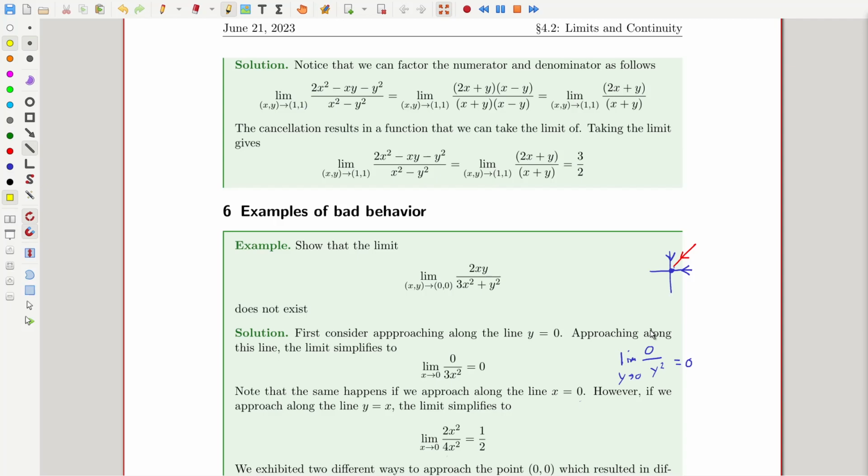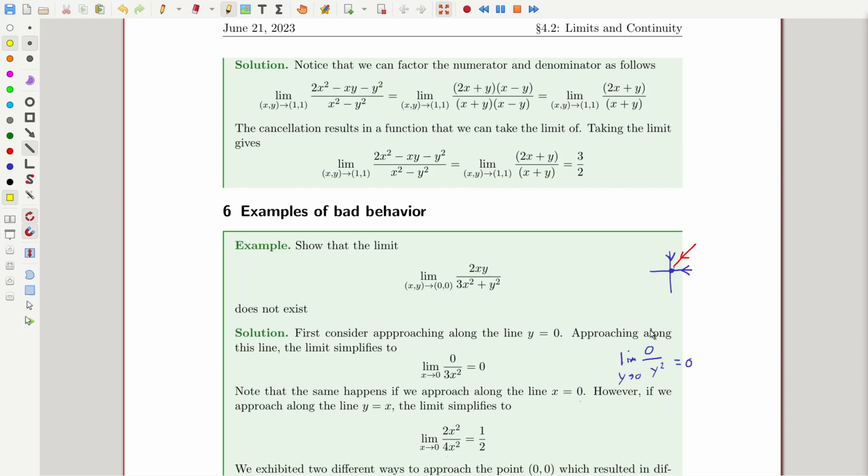So if you don't have a case like these previous two, then what you probably should try to do is to see if there are different directions that you can approach the value from, which end up giving you different results. Because once you have that two different directions give you two different results, that means that the limit does not exist. Right? It cannot exist.